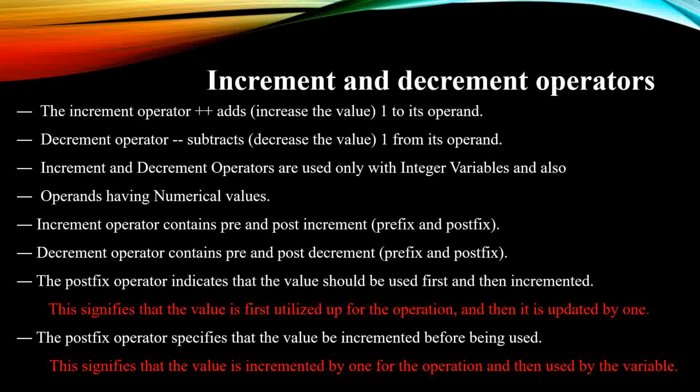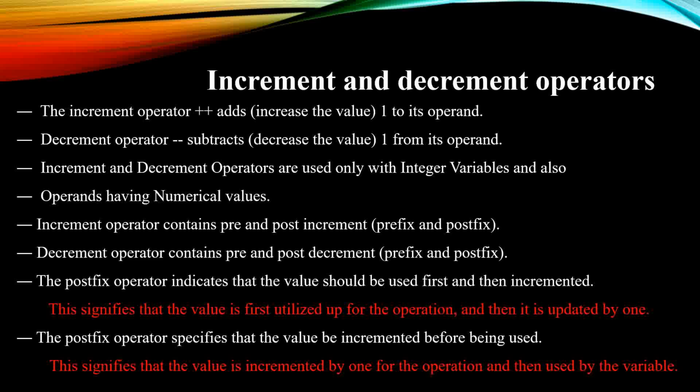unary operators. Unary means single operand. So for example a plus plus or b plus plus, or plus plus a, or plus plus b, or minus minus a, or minus minus b. In this context we have to use a single operand. So increment and decrement operators are called what? Unary operators. For example, the increment operator is plus plus.